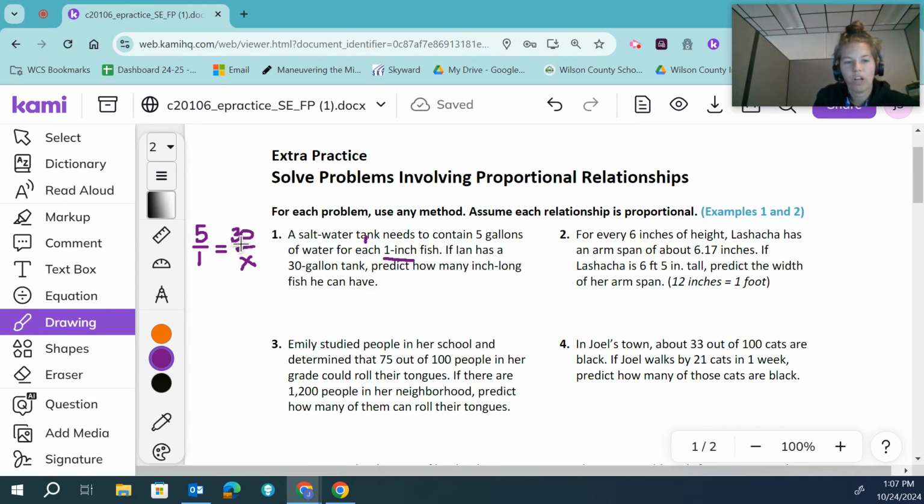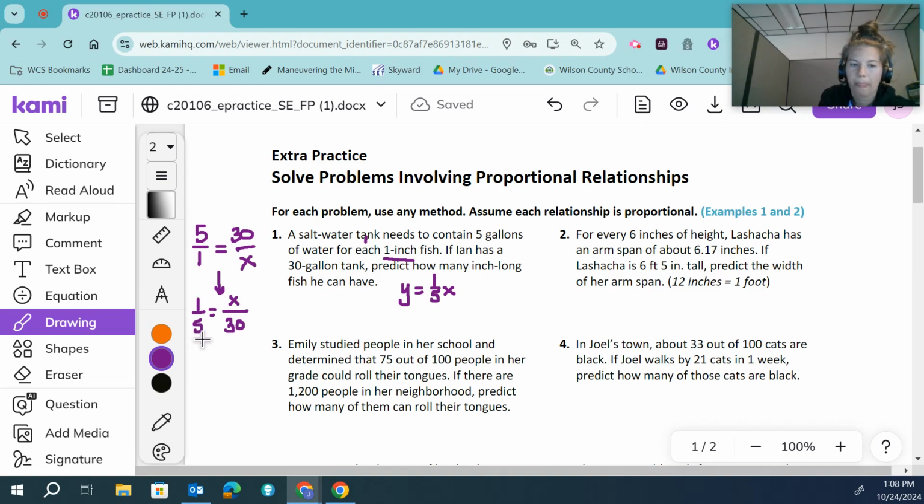Now because x is on the bottom here, I like to rewrite this with x on top. So we are going to write it as 1 over 5. One fish for 5 gallons is how many fish for 30 gallons? And the reason for that is 1/5 is going to be my unit rate per fish. So I could also write an equation here, y equals 1/5 x, because 1/5 is my unit rate per fish.